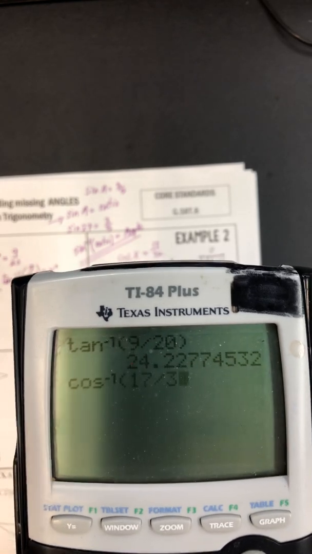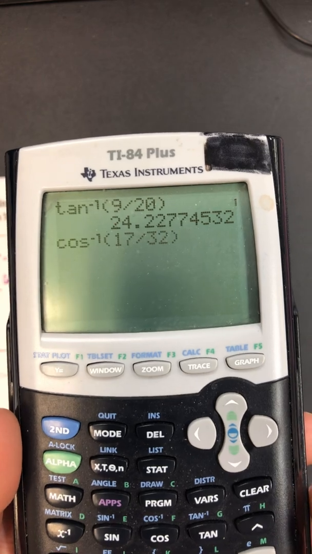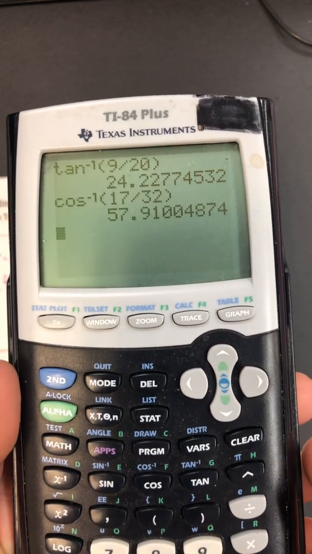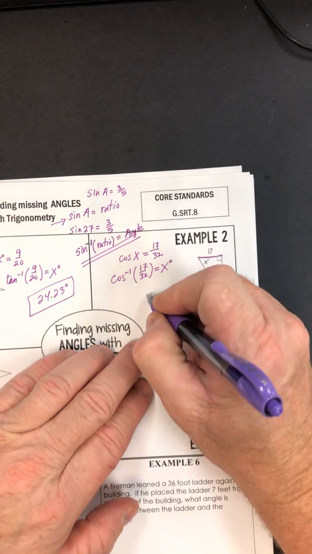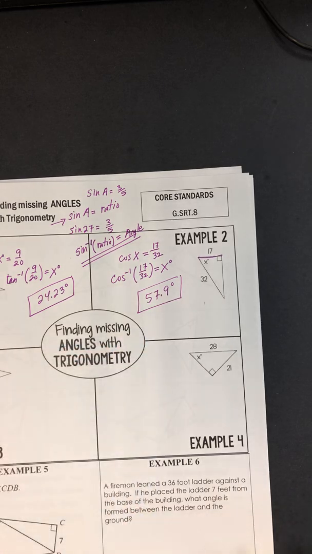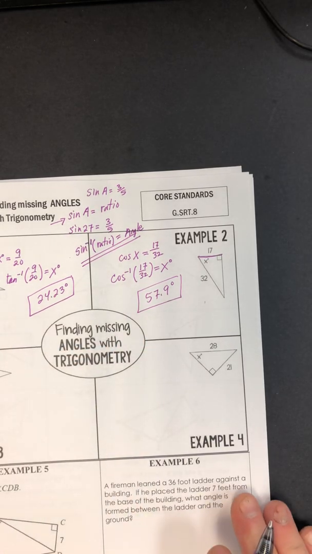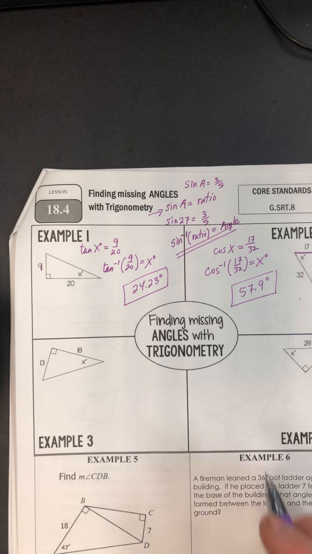17 divided by 32. Enter. 57.9. Okay. So 57.9 degrees would be that angle. Okay, we'll just keep doing kind of the same thing over and over here.